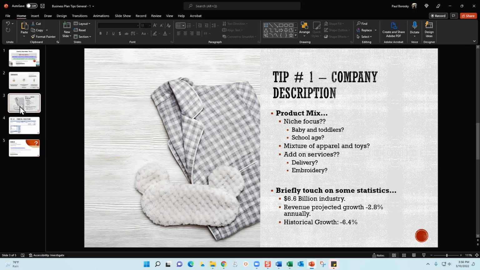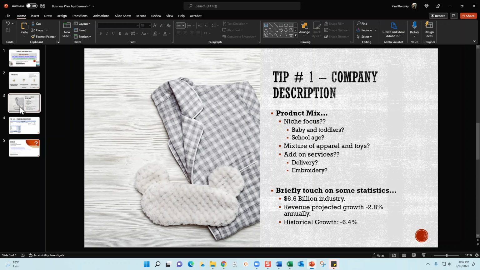Are you going to be a niche? Are you going to embrace a niche business model? And for a niche business model, maybe you're going to focus on babies and toddlers. You might just do clothing and accessories for babies and toddlers. Or maybe one of your niche business models is going to be that you're going to focus on the school age children, and you're going to have pants and the shirts and all their other accessories in relation to that age group. So if you're going to have a niche focus for a product mix, make sure you discuss that in your company description section.